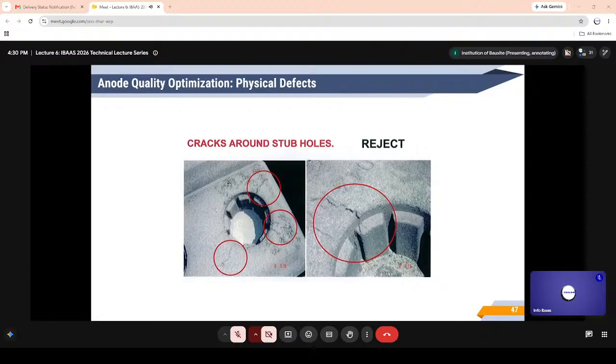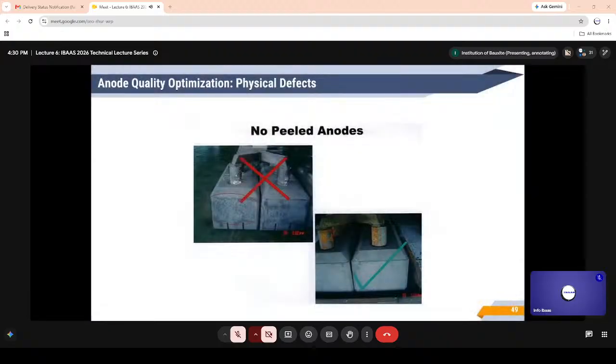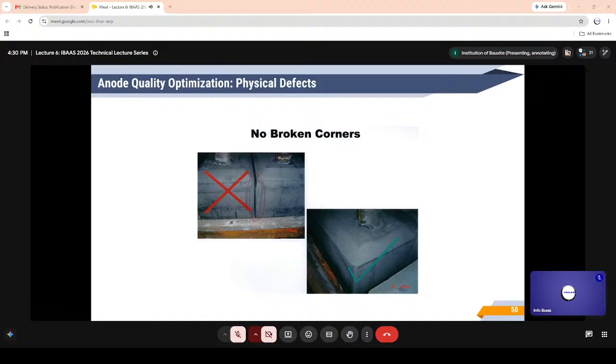There should be no loose particles on the anode surfaces. There should be no peeling of the anode surfaces and also no peeling of the anode chamfer edges. This is an example of broken corners.